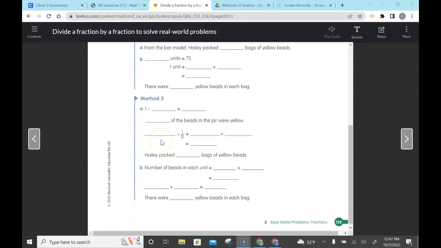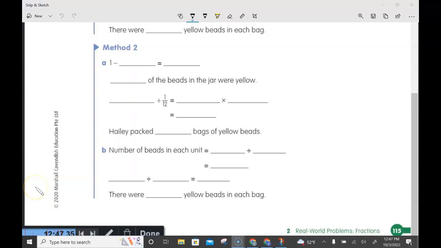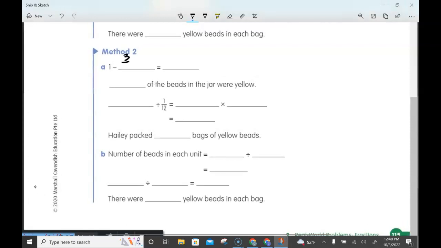So let's take a look at method 2 to solve this problem. We have 1 representing the beads in the jar. We know 3/4 in the jar were orange and the rest were yellow. So we take the 1, subtract 3/4, and that's going to give us 1/4. 1/4 of the beads in the jar were yellow.